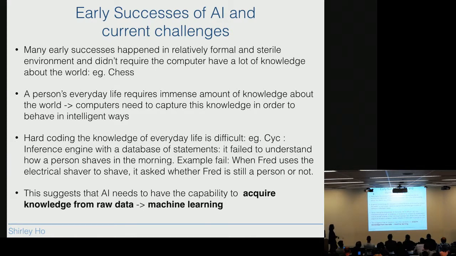And so this suggests AI needs the capability to acquire knowledge from raw data, just directly, without us telling them the rules. And that's what machine learning is about.